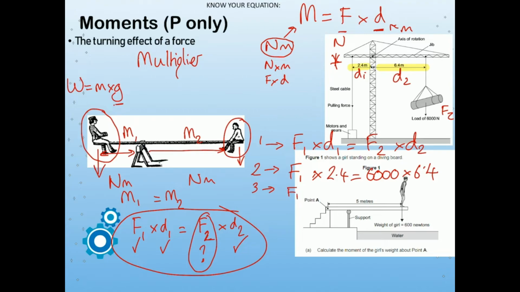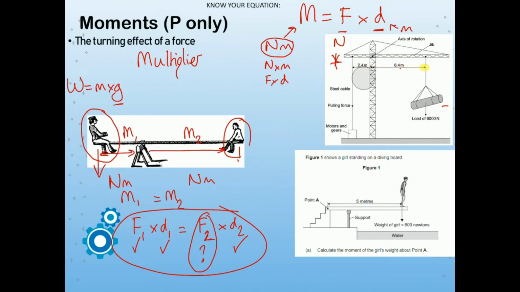So F1 is equal to, if we move this to the other side, we're dividing by the opposite of the multiply symbol, F1 equals 6,000 times 6.4 divided by 2.4. You get the idea, and you can solve the problem. It's lovely. We love problem solving. That's what physics is all about. And on to the next part here.